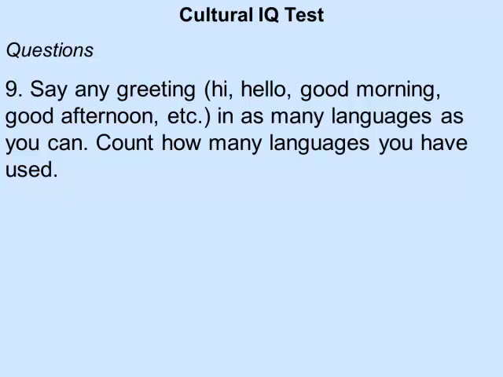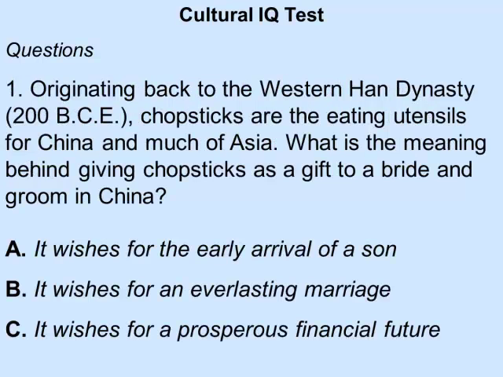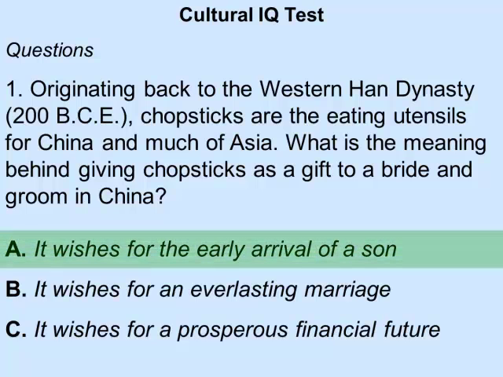Now let's check your answers. For each correct answer, give yourself 1 point. For the first question, the correct answer is A. It wishes for the early arrival of the son. The words chopsticks and soon son are pronounced the same in China, and therefore this gift would wish for the bride to give birth to a son in a short amount of time. And you know that everyone wants a son in China. Girls are not welcome.